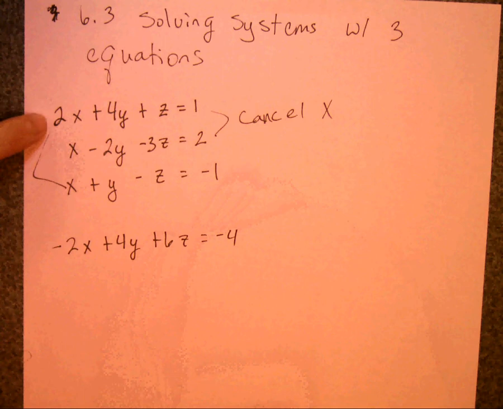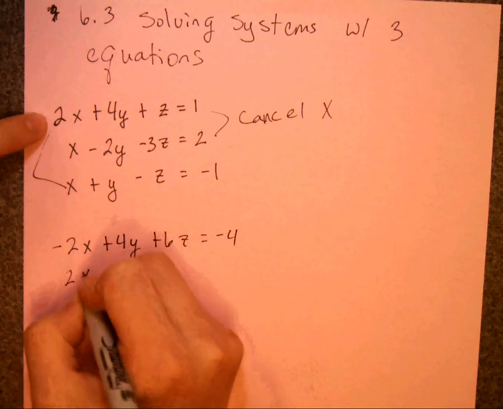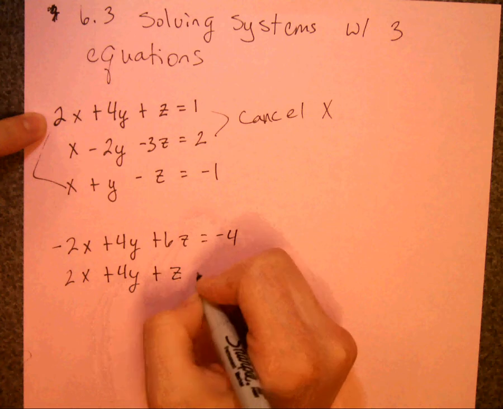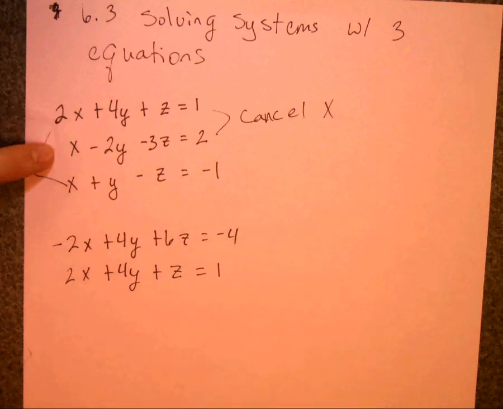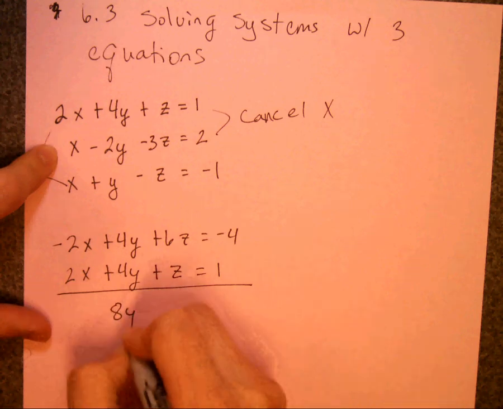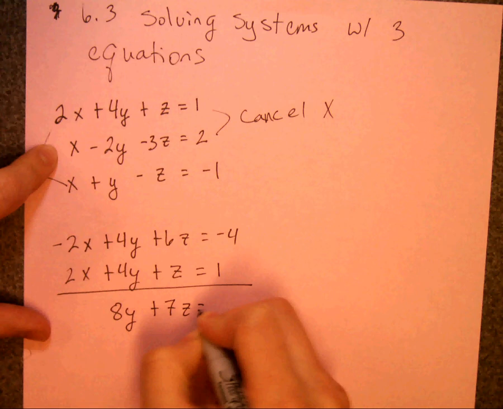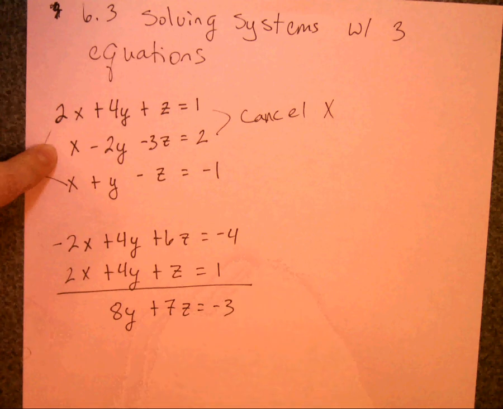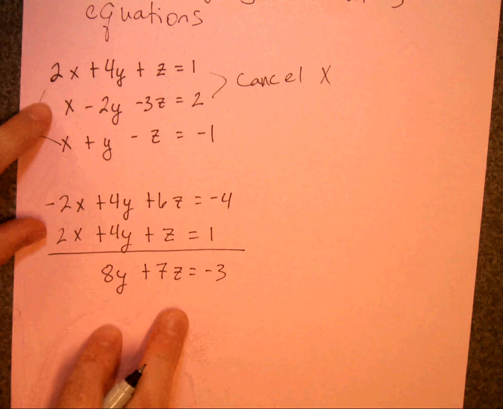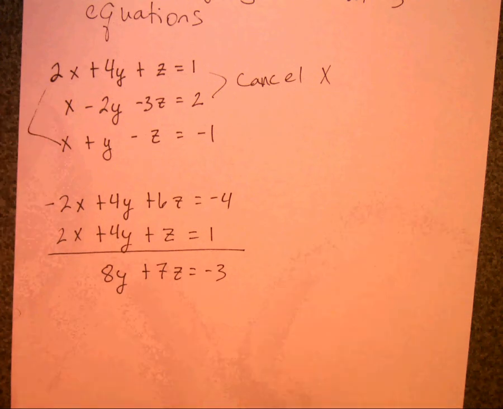And I'm going to combine that with the first equation. So 2x plus 4y plus z equals 1. So adding those together, my x's cancel out, and I get 8y plus 7z equals negative 3. So now I have one equation with just two variables. Now I need to get another one. Get another equation with two variables.